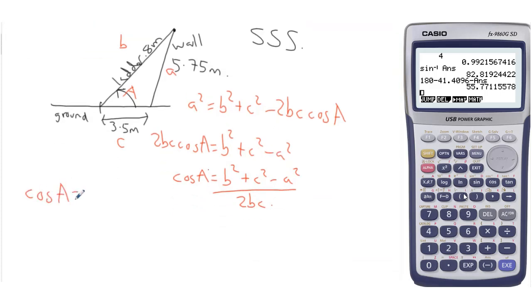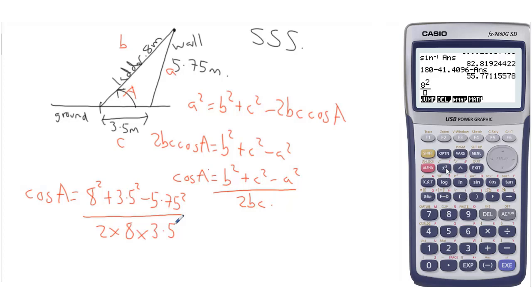So now we can substitute values in. So cos A equals b squared, 8 squared, plus c squared, 3.5 squared, minus a squared, 5.75 squared, all over 2bc, so 2 times 8 times 3.5. Go to your calculator: 8 squared plus 3.5 squared minus 5.75 squared, all over 2 times 8 times 3.5. That gives us an answer for cos A of 0.7712.